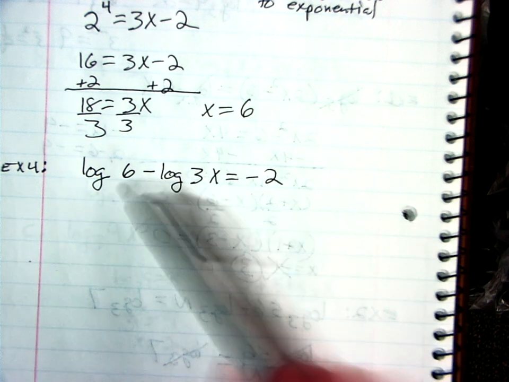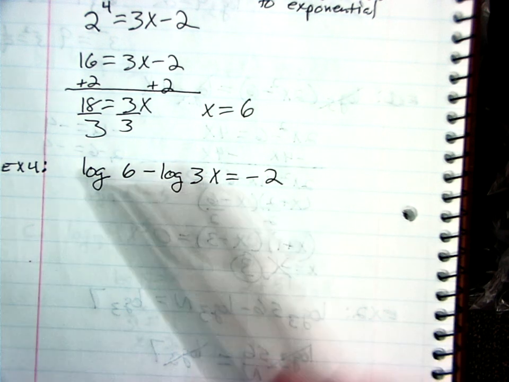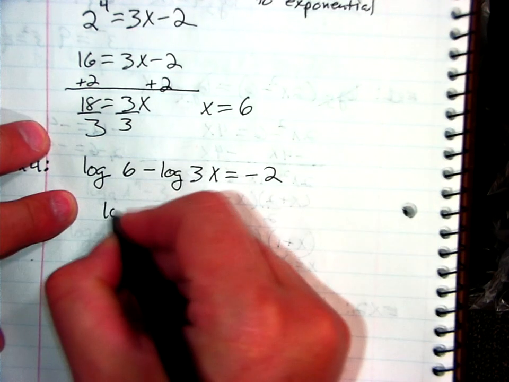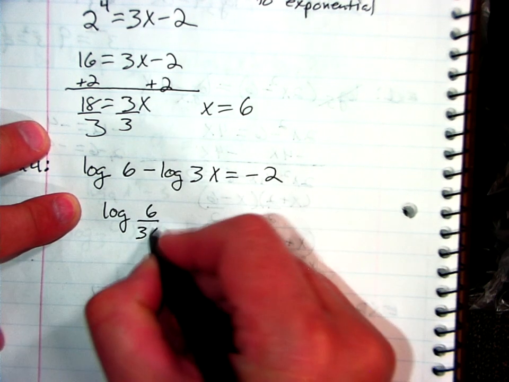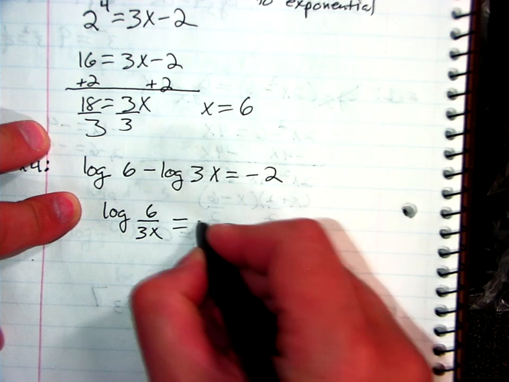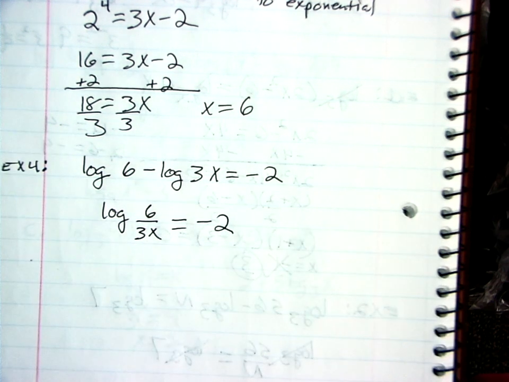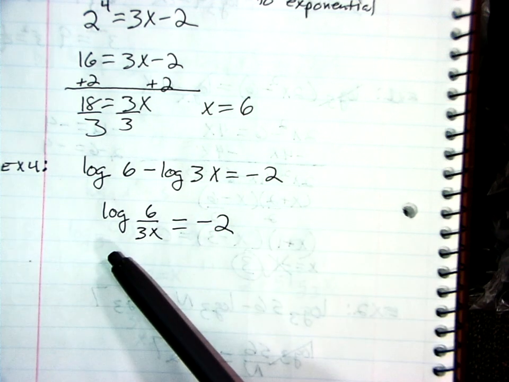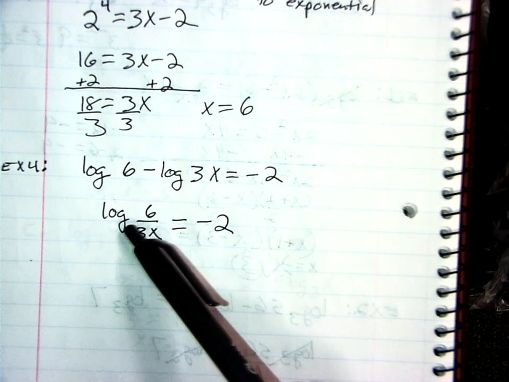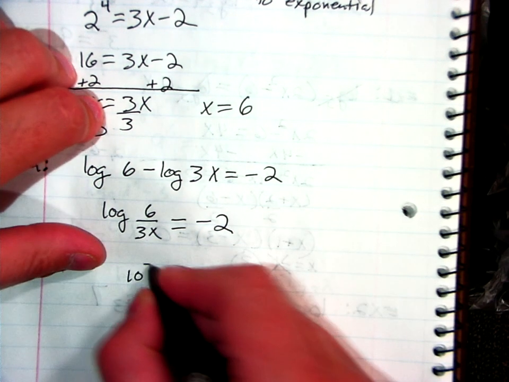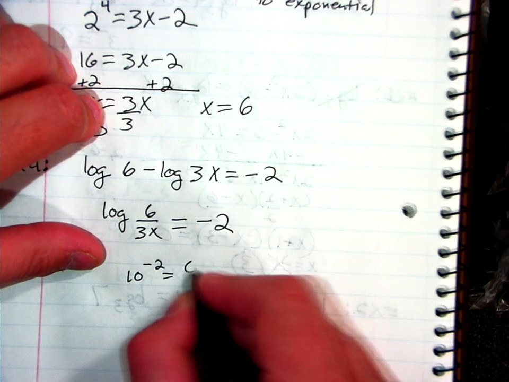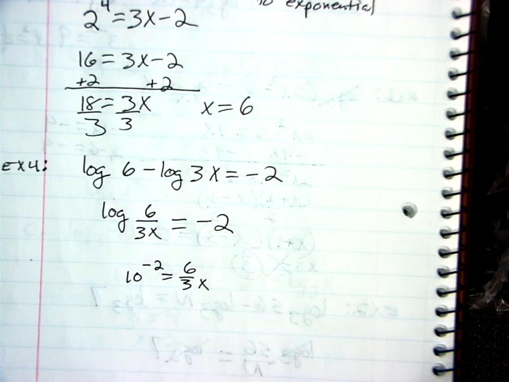All right, we are subtracting, so how do I condense that? Divide. Log of 6 over 3x equals negative 2. So now we only have one log, so what are we going to do? Switch it to exponential. What is my base even though I don't see it? So 10 to the negative 2 equals 6 over 3x.